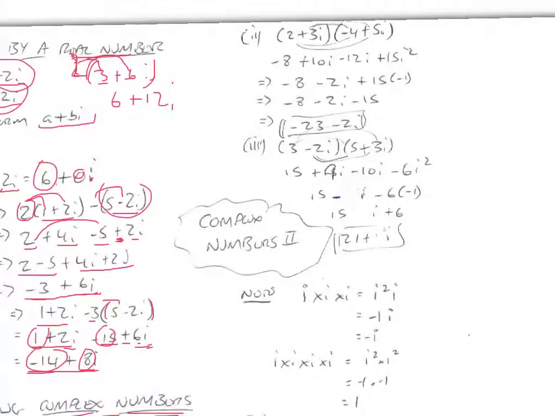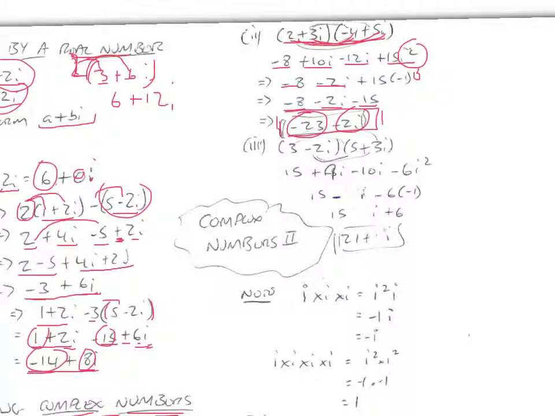Let's multiply the complex number 2 plus 3i by minus 4 plus 5i. So 2 by minus 4 is minus 8, 2 by 5i is 10i, minus 12i, plus 15i squared. So that's equal to minus 8, 10i minus 12i is minus 2i, plus 15 by i squared. i squared equals minus 1, remember that? So that gives us minus 8, minus 2i, plus 15 by minus 1 is minus 15. So minus 8 minus 15 is minus 23, minus 2i, and that is the answer.